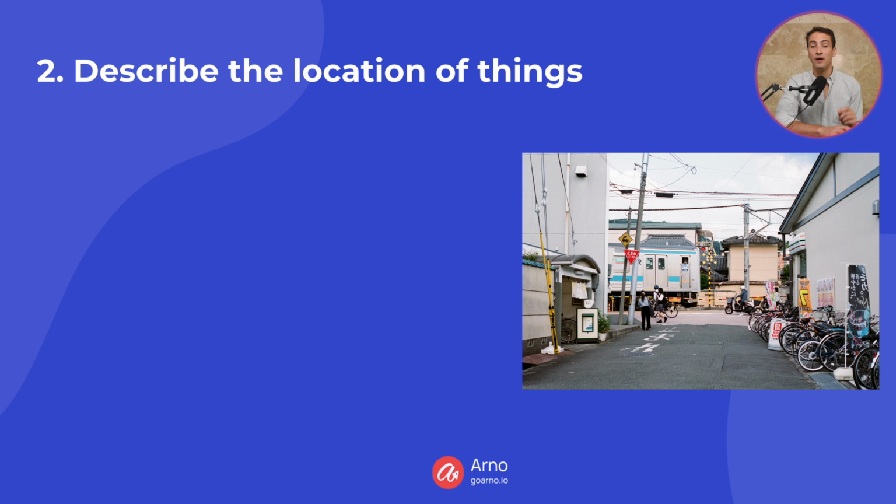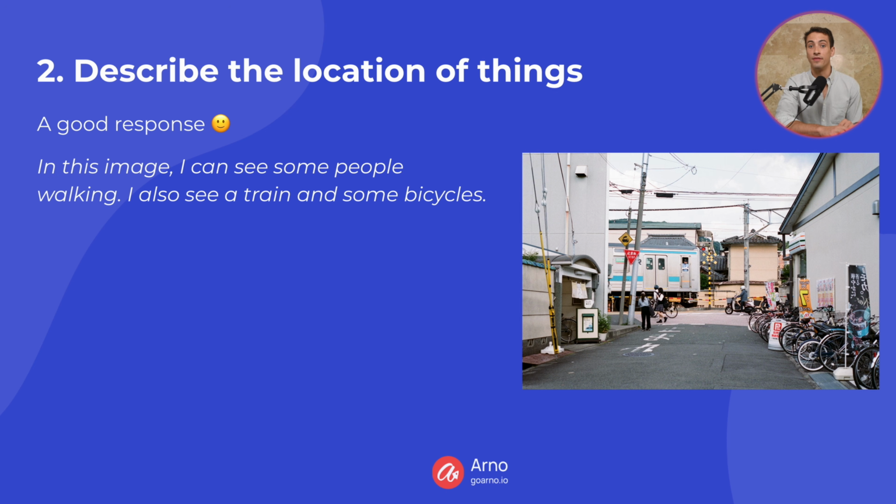Tip number 2, describe the location of things. Here's a good response to describe this image. In this image, I can see some people walking. I can see a train and some bicycles. But here's how we can use this trick of describing the location of things to really increase the score for this response.